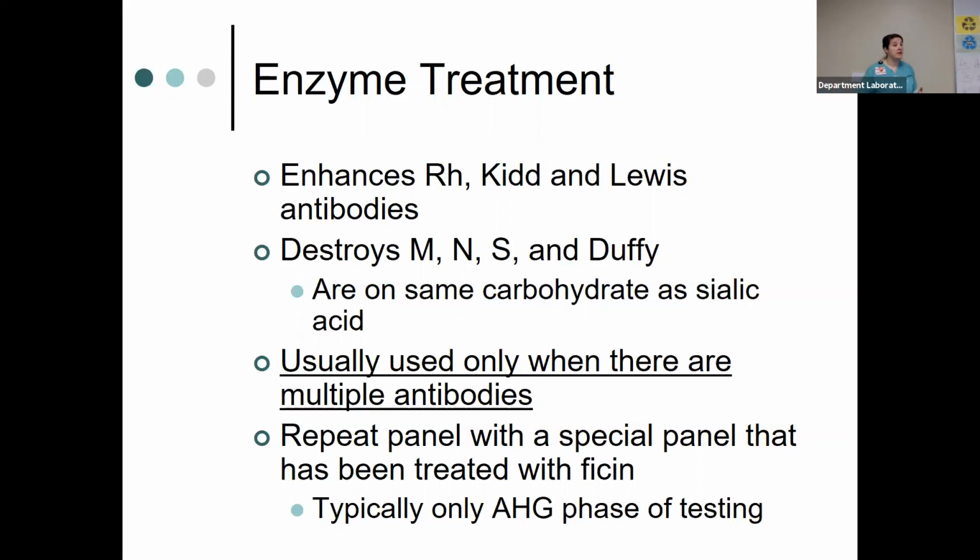And again, the way this works is you'll have your initial panel with multiple reactions, and you're going to say, wow, I have more than one antibody reacting here, I need some negative reactions. You're going to grab your enzyme-treated cells, mix those with your patient plasma, and that's repeating the test. So then you have your initial panel reactions, and then you have your enzyme reactions. As we look at some examples, you're going to see that. Typically, when you do enzyme, we only concentrate on the AHG phase of reaction. However, some of the examples given repeat the enzyme testing in all three phases: immediate spin, 37, and AHG. In my experience in blood bank, we only repeated enzyme treatment at AHG.